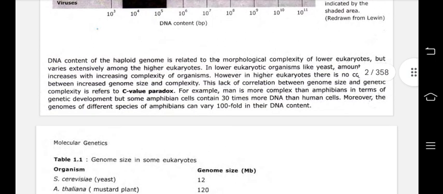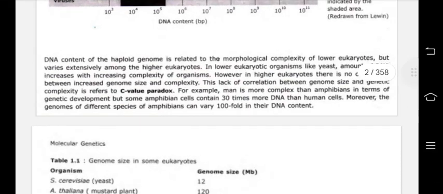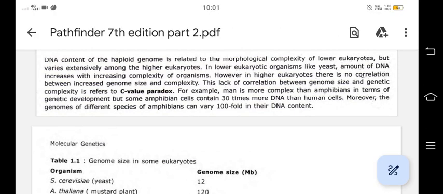So, the DNA content of the haploid genome is related to the morphological complexity of lower eukaryotes, but varies extensively among the higher eukaryotes. In lower eukaryotic organisms like yeast, the amount of DNA increases with increasing complexity of organisms. However, in higher eukaryotes, there is no correlation between increased genome size and complexity.